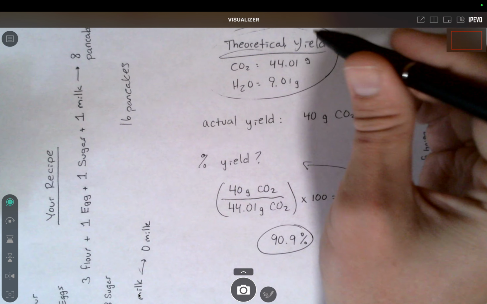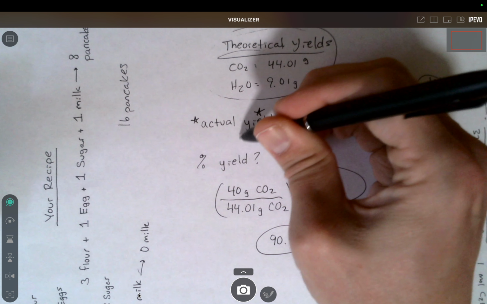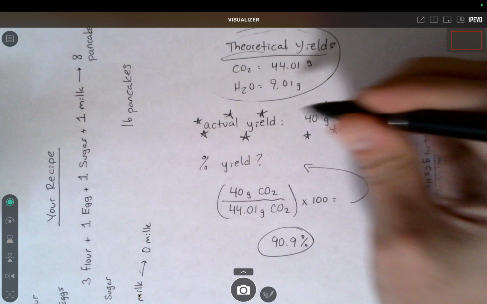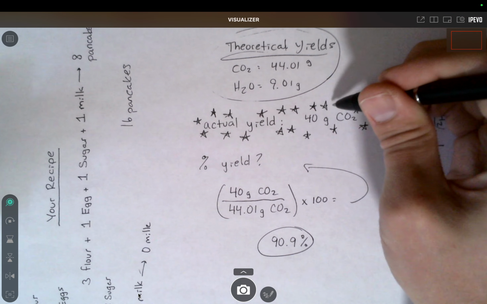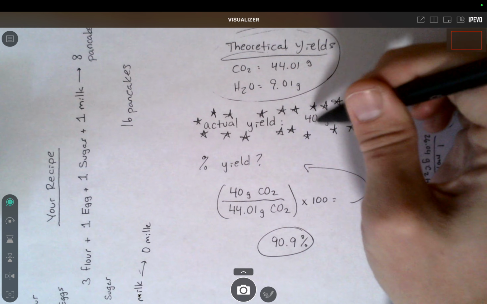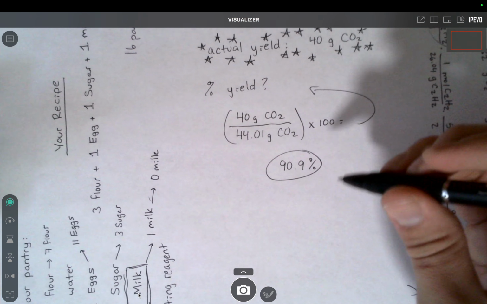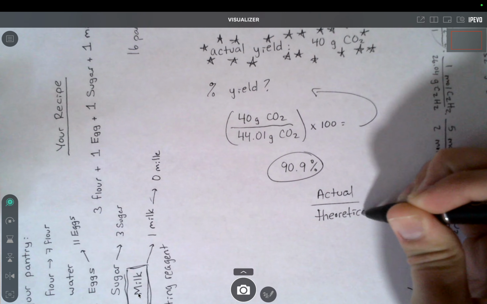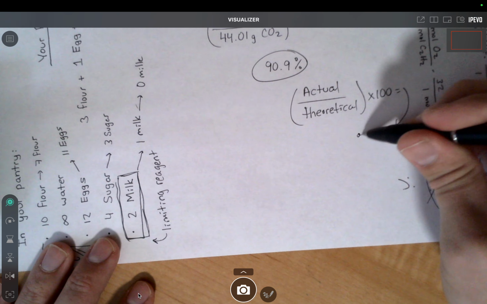You can calculate the theoretical yield. I will always have to tell you the actual yield, or you could measure it yourself in a lab. So I either have to tell you or you have to measure it one way or another. That's how you get the actual yield. So you can calculate this. You have to be told or actually find this in lab. But calculating the percent yield is actually that simple. Actual over theoretical times 100 equals your percent yield.